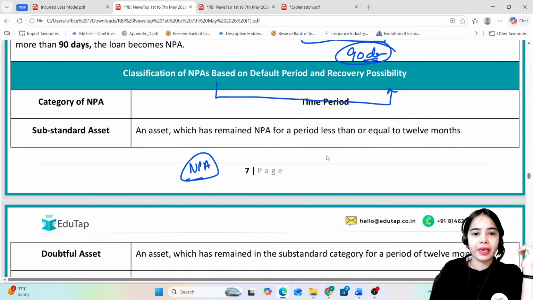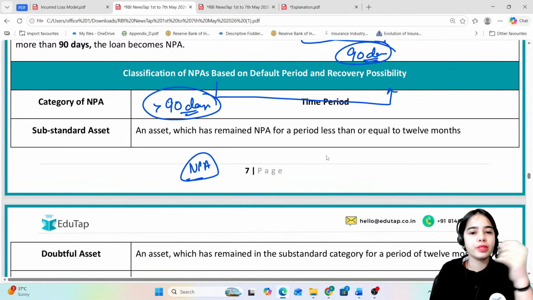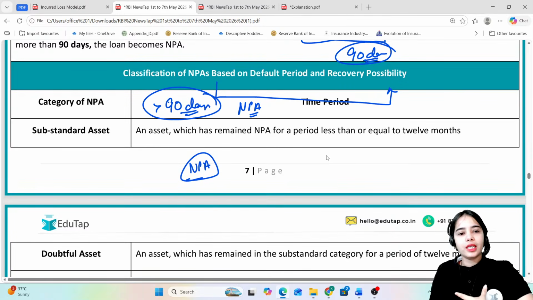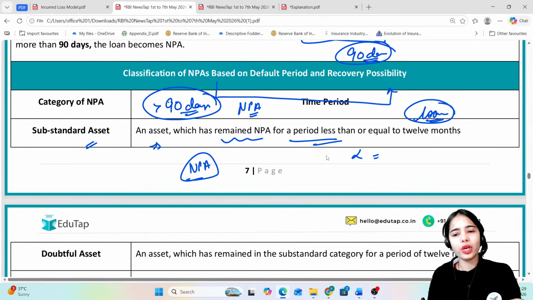If the loan is not paid for more than 90 days, then the loan becomes NPA. Now, substandard asset: an asset which has remained NPA for a period less than or equal to 12 months.